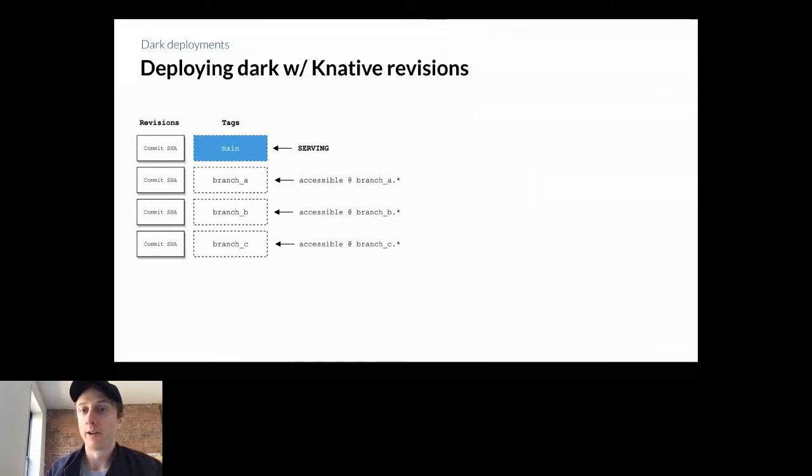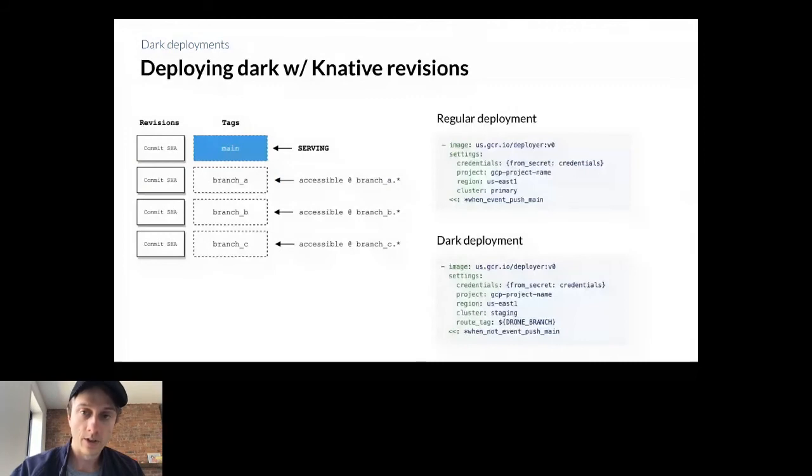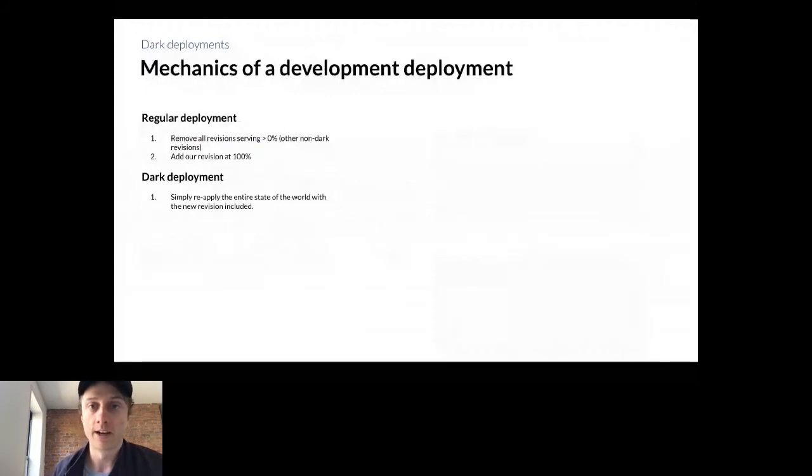And looking at how this looks in the pipeline, on a regular deployment, this task looks fairly simple. We just specify the project name in GCP, the region, the cluster name, and it will deploy it with 100% of the traffic. For a dark deployment, we simply need to pass in the dynamic branch name. We're using Drone, so the environment variable is DRONE_BRANCH. By doing this, that Drone branch instance will be deployed except with 0% traffic. And I'll get a little bit into the mechanics of how that's done.